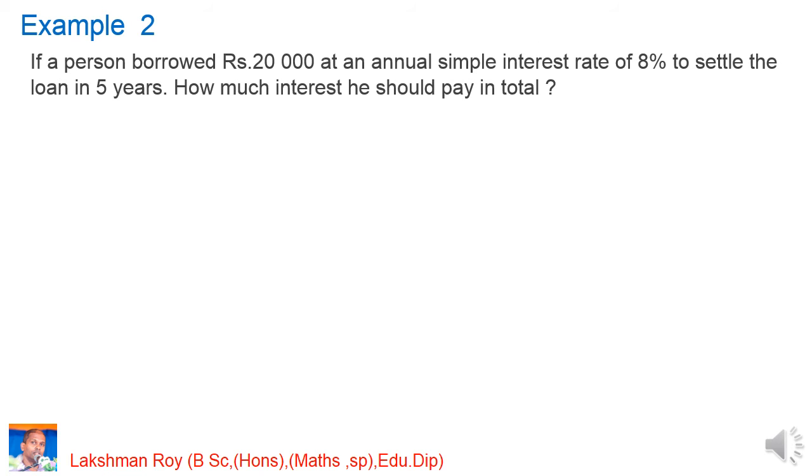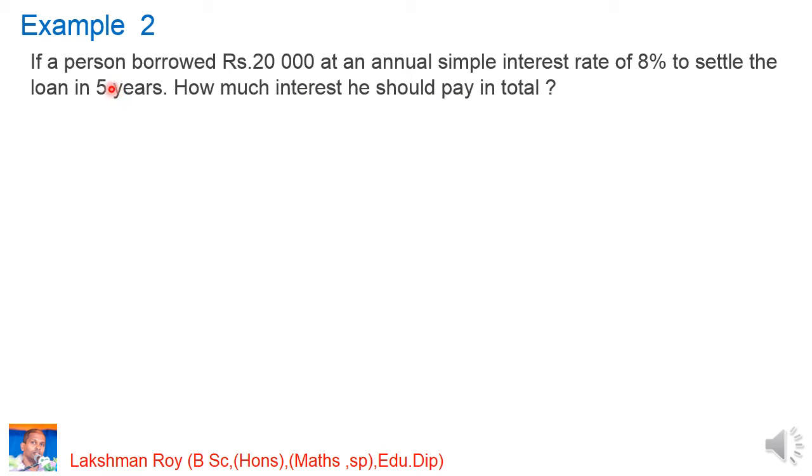Okay, now you have an idea about simple interest, right? So now we are not going to use the long method. See this example, students. A person borrowed 20,000 rupees at an annual simple interest rate of 8%. He settled the loan in 5 years. So how much interest should he pay in total?